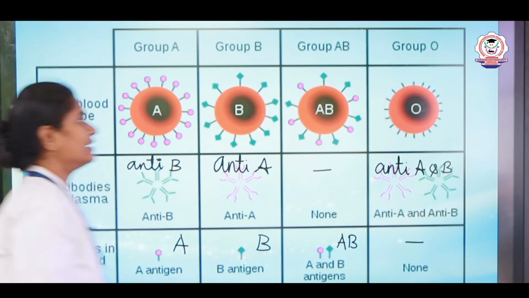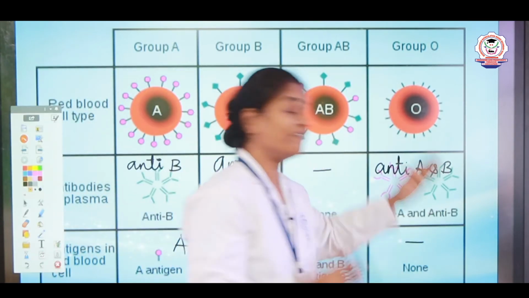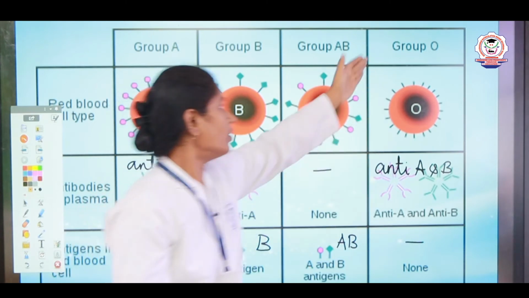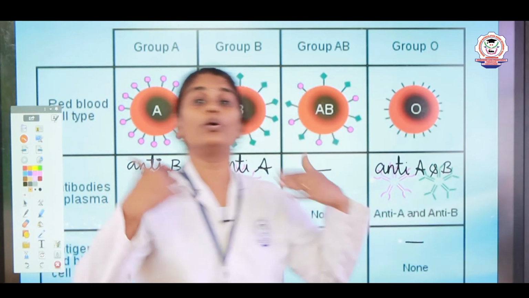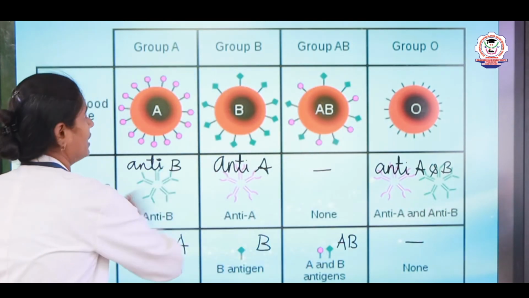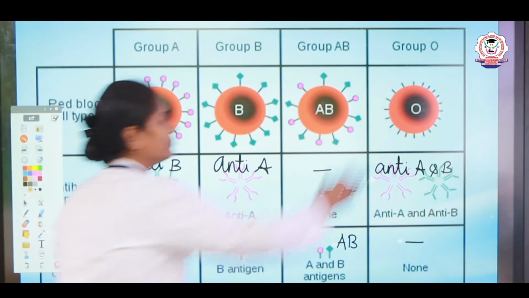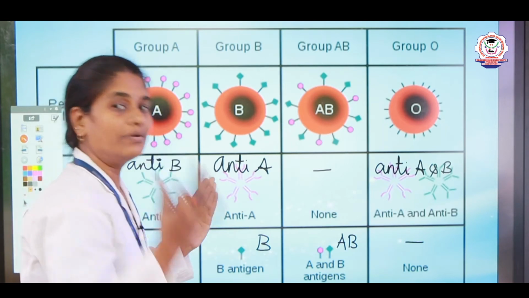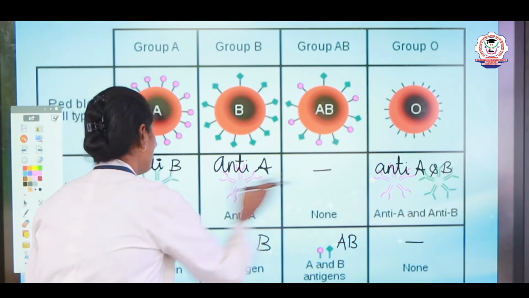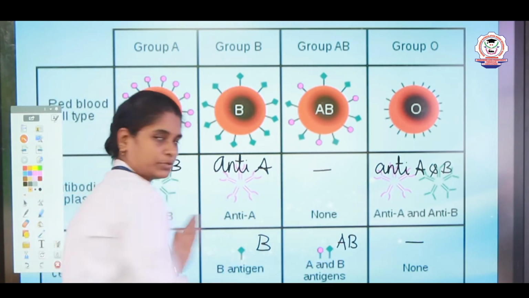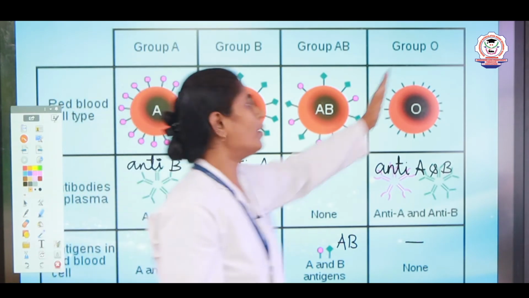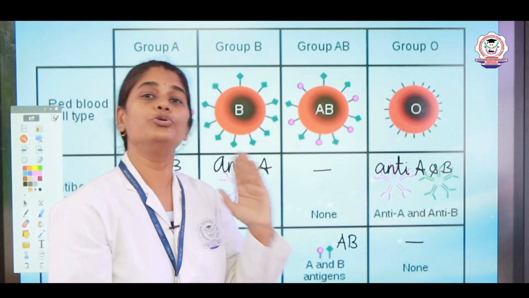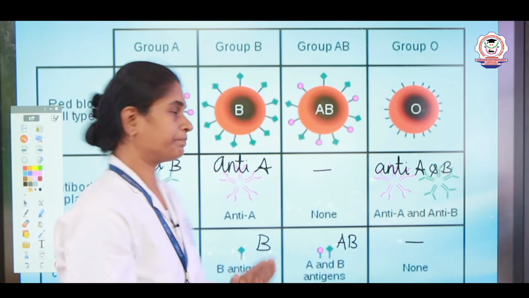As the O blood group does not have any antigens, O blood group persons can donate blood to all the other groups. Why? Because this blood group does not have antigens, the blood can be matched to other blood groups. That is why O blood group persons are called universal donors.